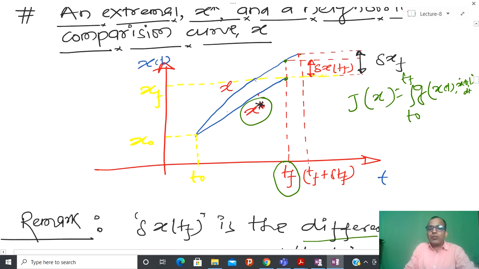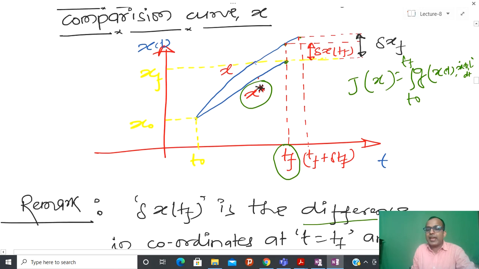So we are assuming some kind of extremal curve, and after that we are seeing the neighboring curve, same like type 3, and after that we are calculating the increment, and from the increment we are calculating the variation. Again, if this x star is the extremum, it is possible to show that the functional is not defined between TF and TF plus delta TF.